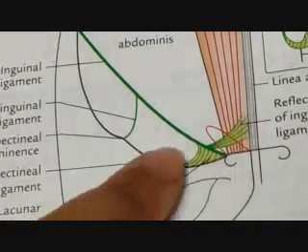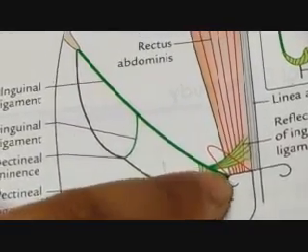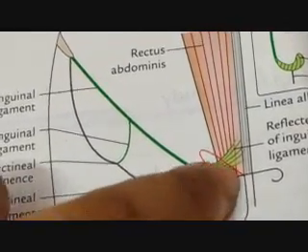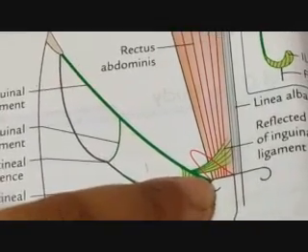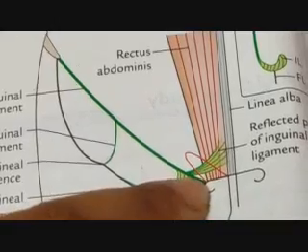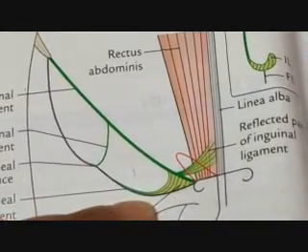The ligament is triangular in shape, as we can see here. The apex is attached to the pubic tubercle. This is the apex where the two crura meet. So this is the apex, and its sharp lateral edge forms the medial border of the femoral canal. The femoral canal is a site for the femoral hernia.